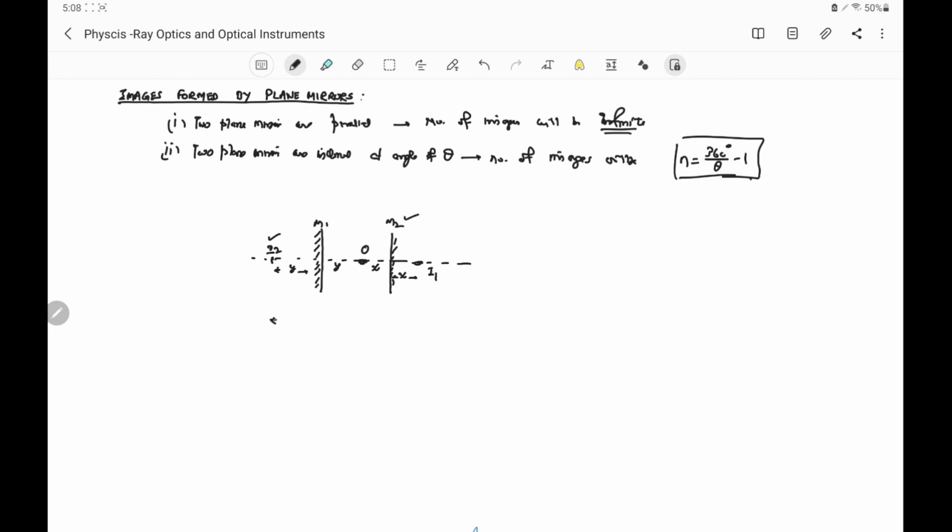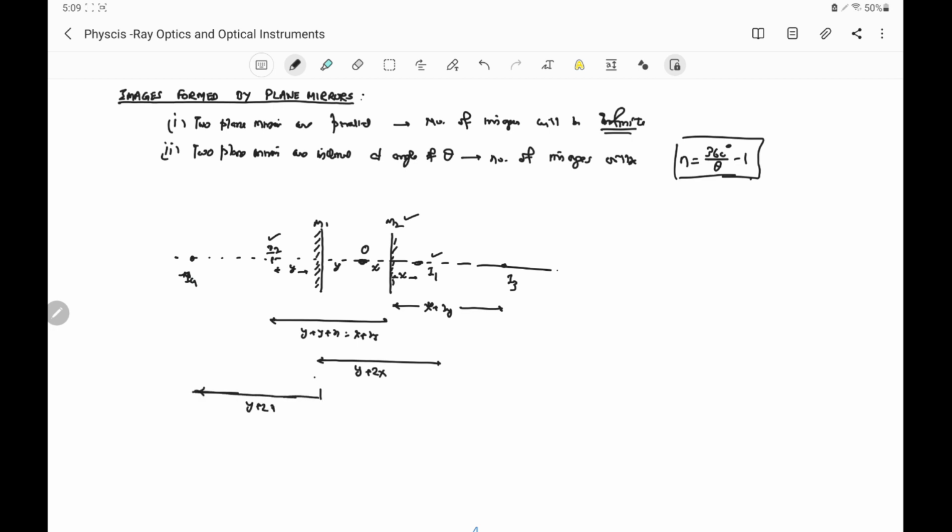Now this I2 will act as the object for the mirror M2. Therefore, the distance of I2 from the mirror is y plus x, that is equal to x plus 2y. So the third image will be formed by M2 at a distance of x plus 2y. Similarly, I1 will act as the object for the mirror M1. Therefore, the distance between the mirror and the image I1 is y plus 2x. So I4 will be formed behind the mirror M1. This is I4 and the distance will be y plus 2x. And in this way, infinite images will be formed.